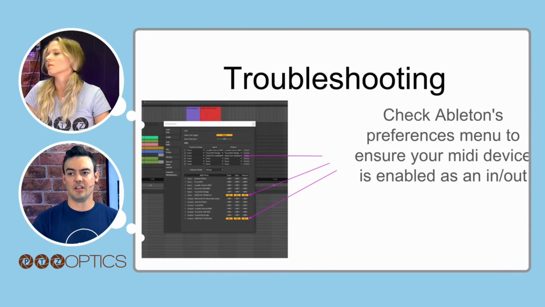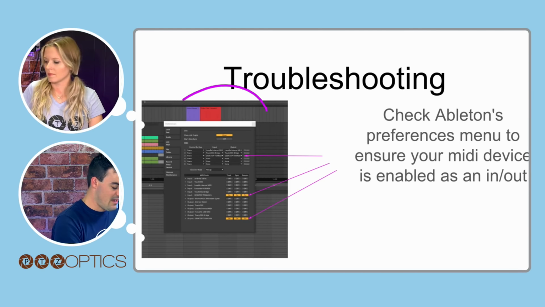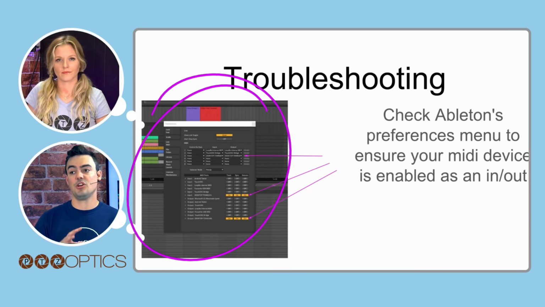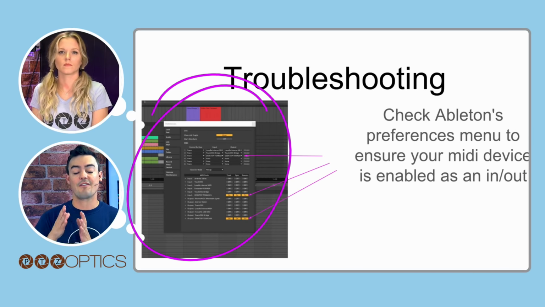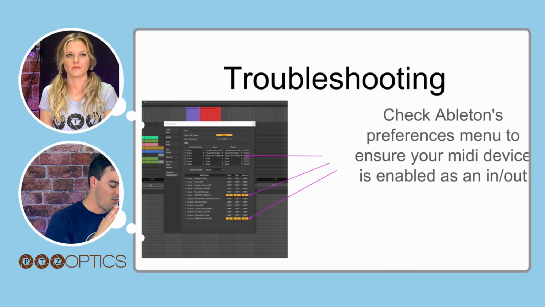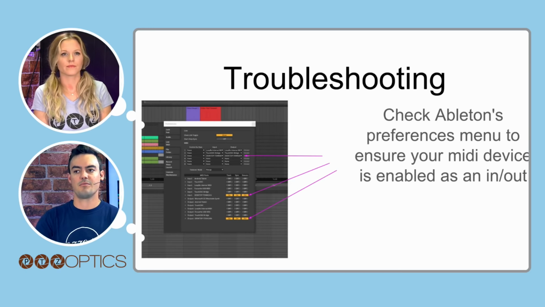Now, in troubleshooting, one of the things you might want to look at is in Ableton's preferences, whether you're using a Mac or a PC. There's a MIDI section to show all of your MIDI in and out routing. Every track can have a MIDI in and out. So really that MIDI out is what we're sending out to other programs to automate them.